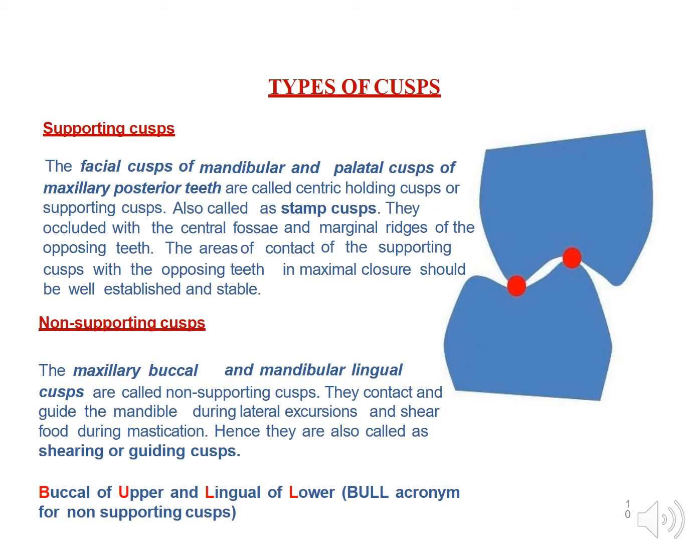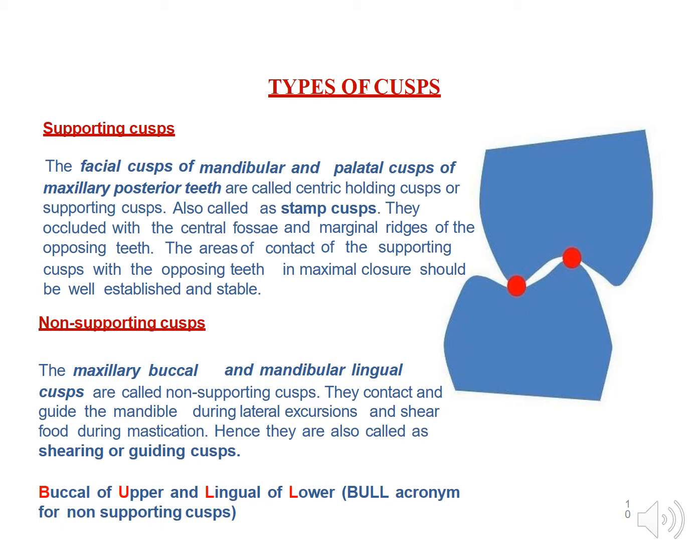The next one is types of cusps. There are two types of cusps. First one is the supporting cusps, and then the second one is the non-supporting cusps. What are supporting cusps? The facial cusps of mandibular and palatal cusps of the maxillary posterior teeth are called centric holding cusps or supporting cusps. Another name for it is stamp cusps. They occlude with the central fossae and marginal ridges of opposing teeth.